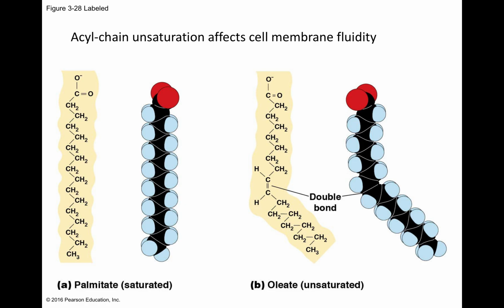And if your membranes are too loose, then your cell falls apart. So having your membrane fluidity be just right is absolutely essential for cell function. This is one way you can adjust your membrane fluidity. We talked about cholesterol, and we'll talk about that again. And the degree of unsaturation is another way.